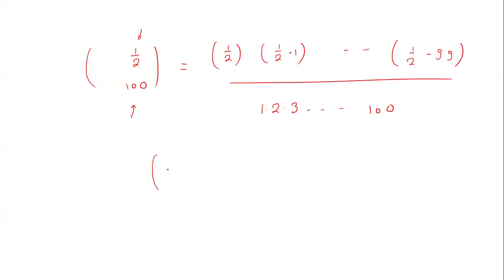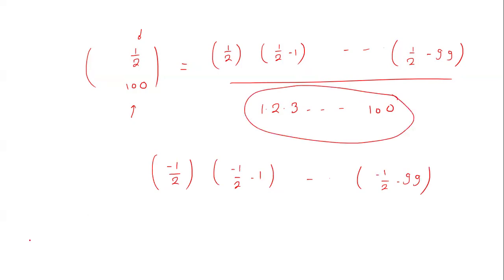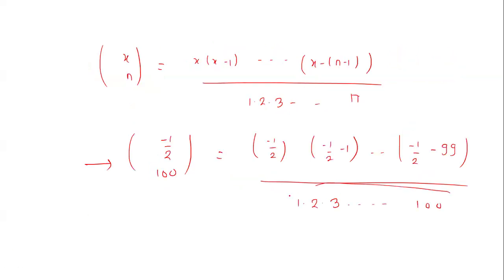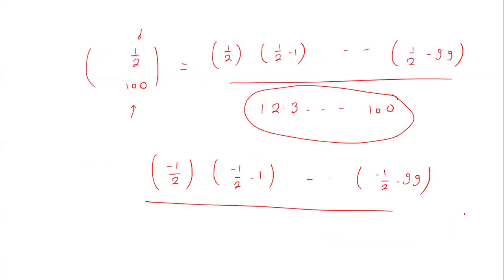So if we take the ratio, it will come like minus half, minus half minus 1, up to minus half minus 99 in the numerator, and you see this part here and this part here are common. So if you divide both of these, the common part will cancel and it will remain only half, half minus 1, up to half minus 99. So we have only this.